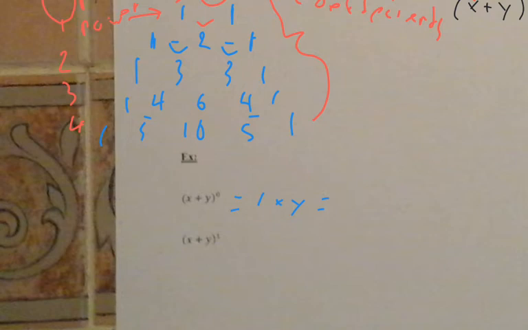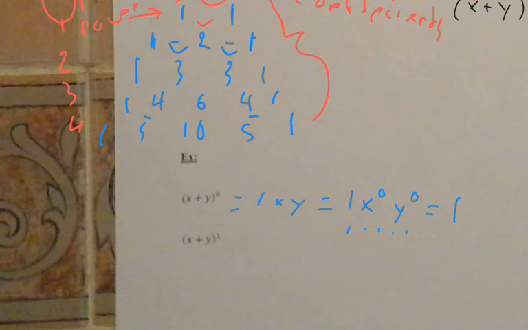So just to see it in action, we have 1 x to the 0, y to the 0, which we know comes out to just 1, because it's 1 times 1 times 1. It'll make more sense as we do more. So let's look at the next one.